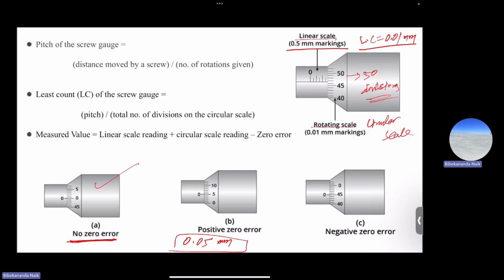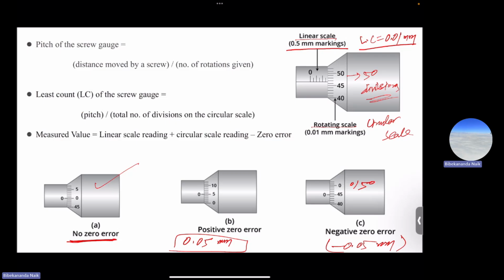Similarly, for negative zero error, it should be less than 50. That is from the opposite end. So this is 45. This is 0 or 50. So 0 or 50. So this is less than 50. That is 45. So here again it is minus 0.05 mm, which is called as negative zero error. So these are the three different types of zero error that might occur.